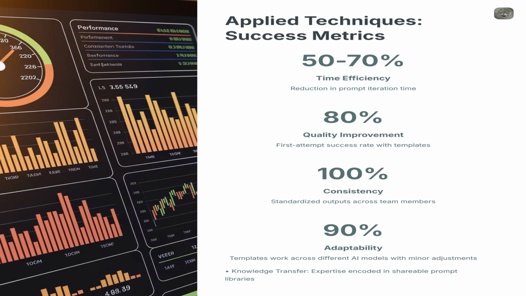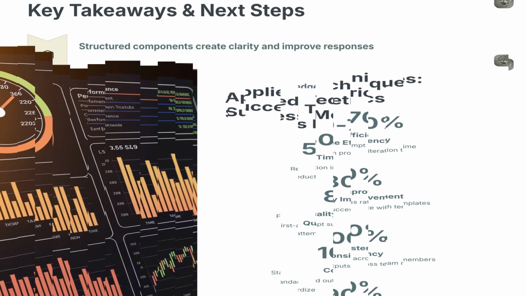Teams using standardized prompt libraries report consistent outputs regardless of which team member is interfacing with AI systems. These techniques work across different AI models with minor adjustments, creating transferable skills as the technology landscape evolves. Perhaps most importantly, expertise becomes encoded in shareable prompt libraries, allowing organizations to capture and distribute best practices. These metrics demonstrate that systematic prompt engineering isn't just theoretically sound, it delivers measurable performance improvements in real-world applications.